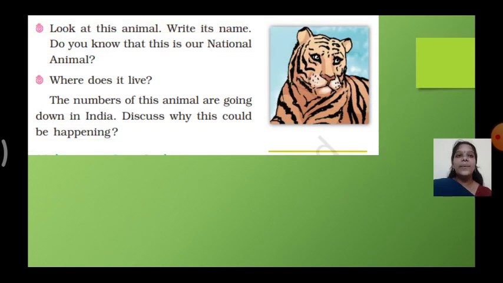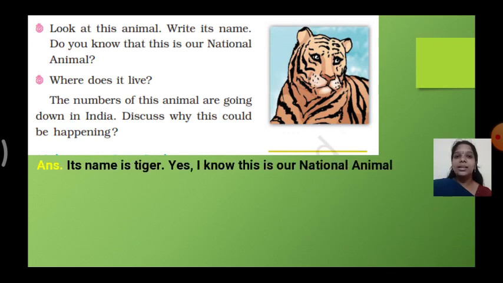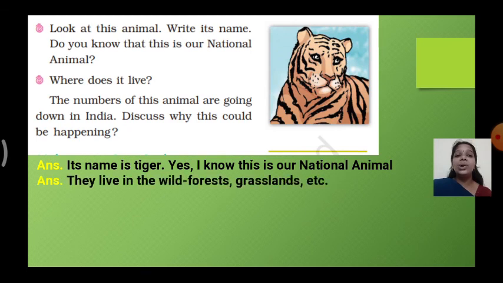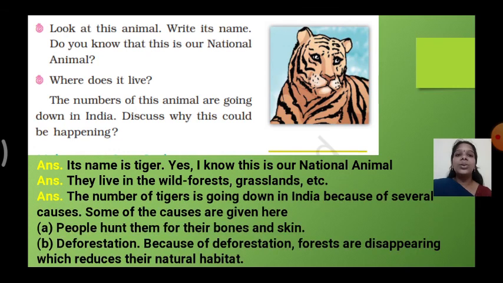Look at these animals. Write its name. Do you know that this is our national animal? Which is our national animal? Tiger. Its name is tiger. Yes, I know this is our national animal. Where does it live? They live in the wild forest, grasslands, etc. The number of these animals is going down in India. Discuss why this could be happening.